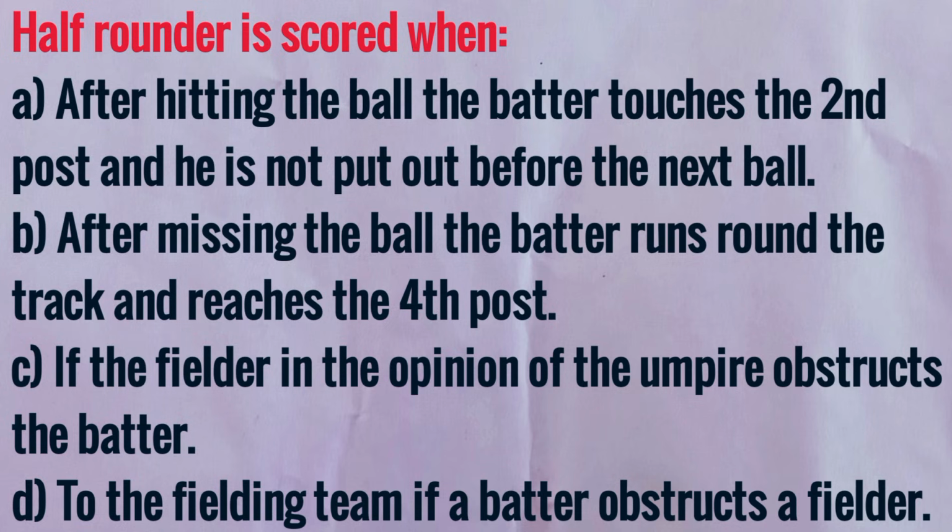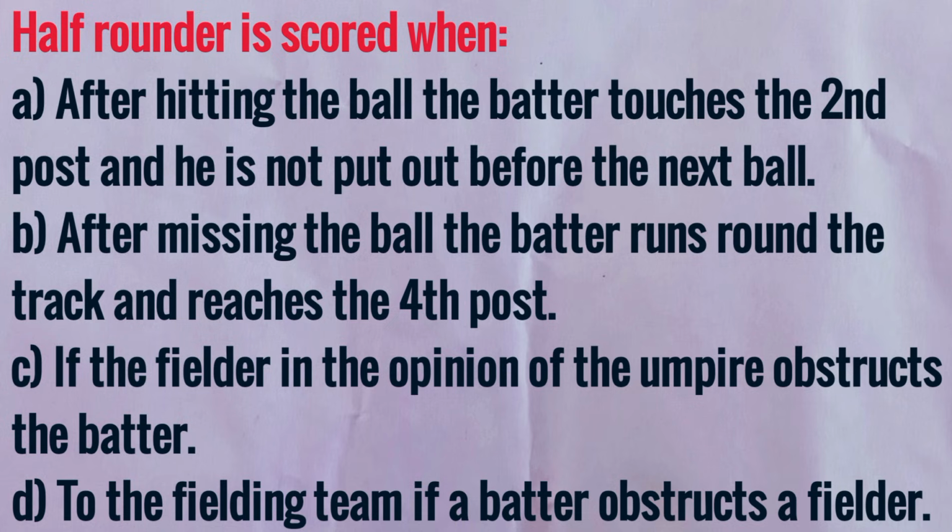Then, if the fielder, in the opinion of the umpire, obstructs the batter, for example, the batter is running and the fielder decides to obstruct the batter in the name of going for the ball, then the batting team will be awarded a half rounder. Then, to the fielding team, if a batter obstructs a fielder, it also happens. The fielder is running and the batter knows that if the fielder gets the ball, he will be put out. So he decides to obstruct the fielder from getting the ball. A half rounder will be awarded to the fielding team.